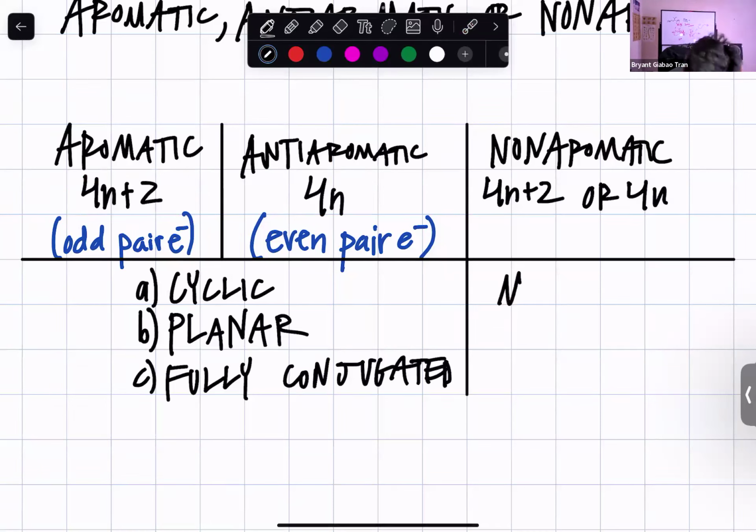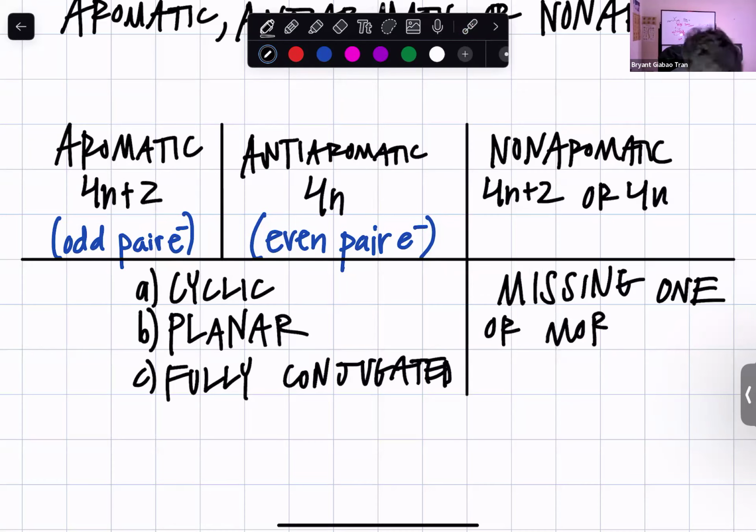So this right here is going to be missing one or more conditions. Right, A, B, or C.